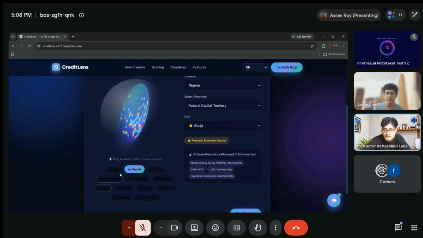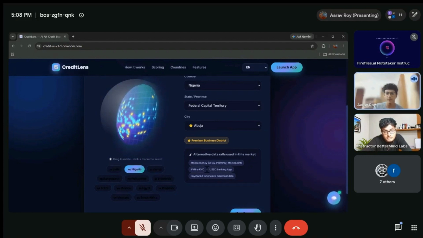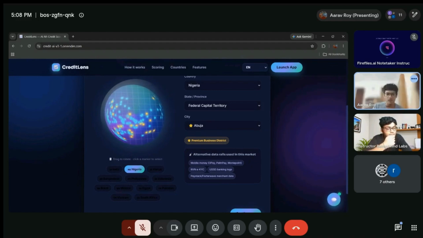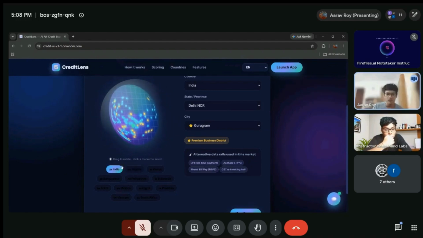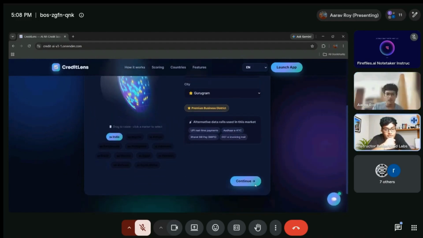Interesting. Did you research what countries use what and do it accordingly? Yes. So we have a whole database embedded, where this AI is getting all its information from. It's going to look at the database before it can provide the credit score. Interesting. All right. So I'll continue with India for now. Okay, sure. Gurugram.